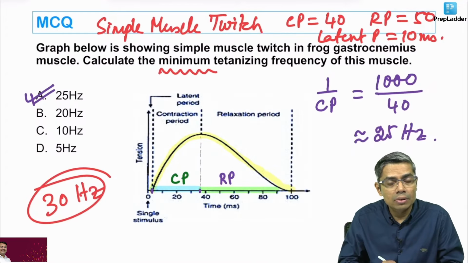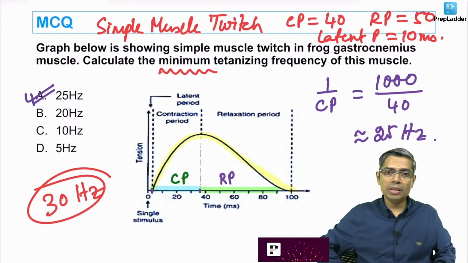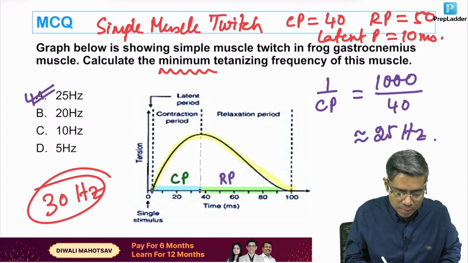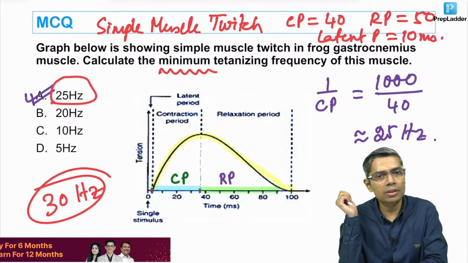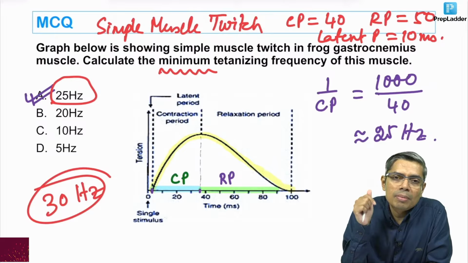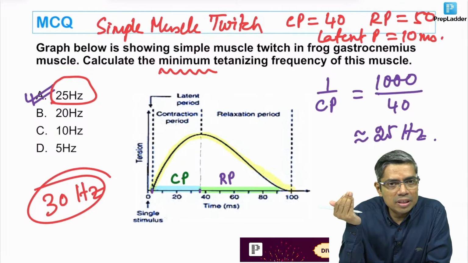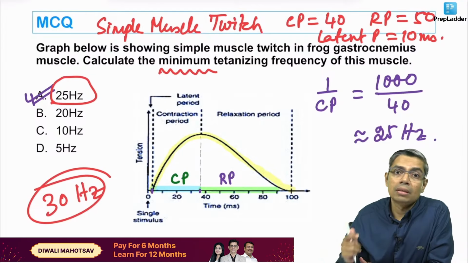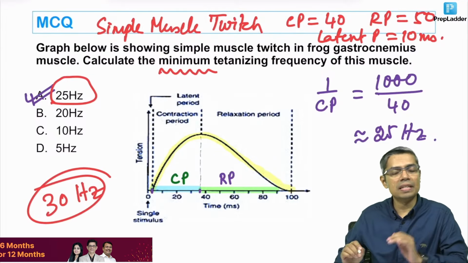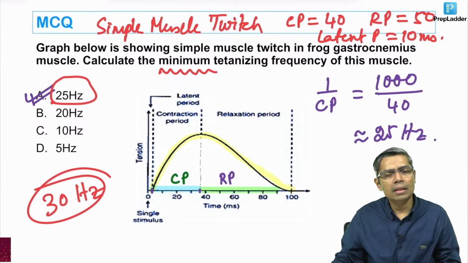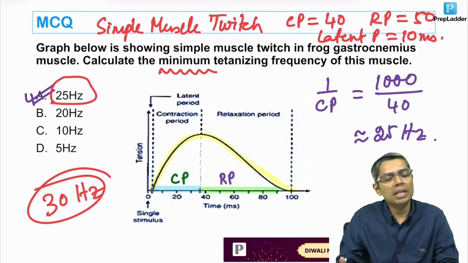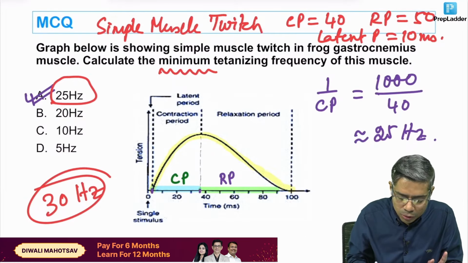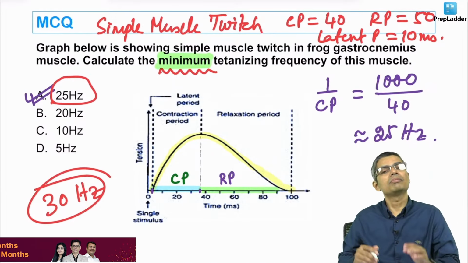Getting my point? So maybe you know everything about the tetanizing frequency calculation, but your question is that if I give a frequency of 50 Hz in this muscle, so 50 Hz is beyond 25, more than 25 Hz, what will happen to this simple muscle twitch? It will go for tetanization, it will go for incomplete tetanization, it will go for simple muscle twitch only. Tetanization, because this is the minimum frequency. If you give more frequency than this, it is better, okay, but if you give less frequency than this, complete tetanus will not happen, tetanization will not happen. Getting my point? So that's why the question is asking about the minimum tetanizing frequency.